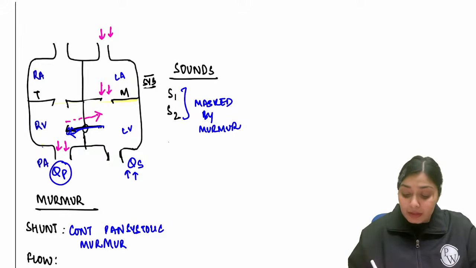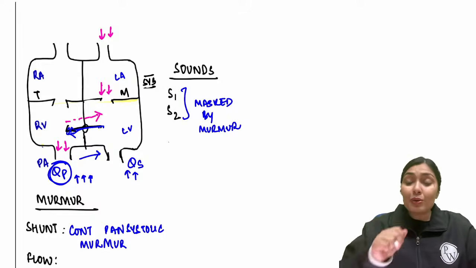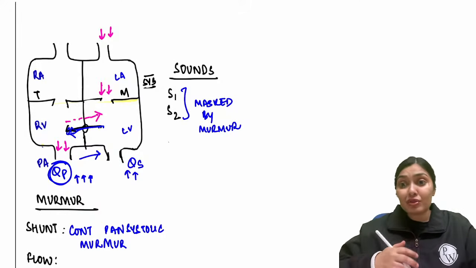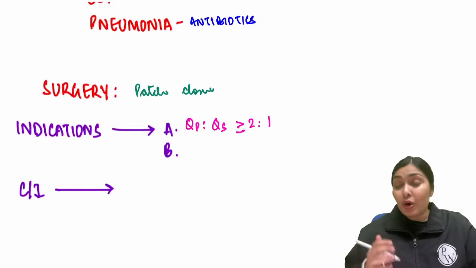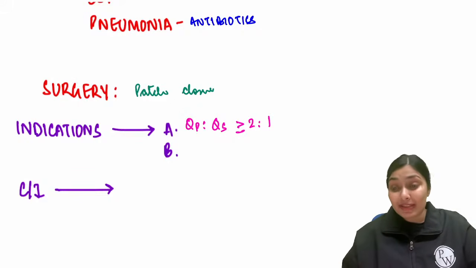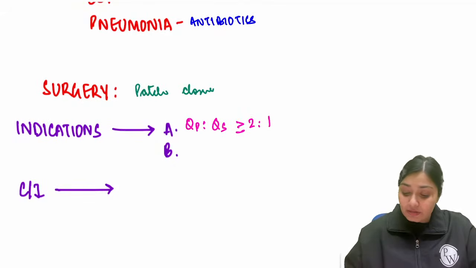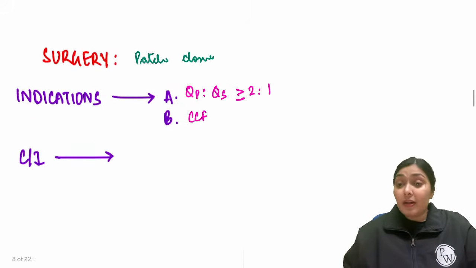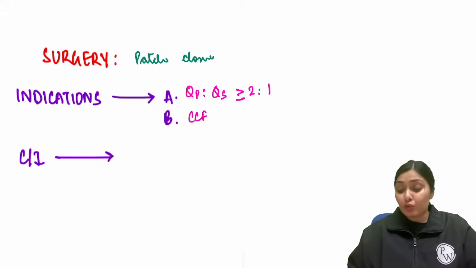But if the pulmonary pressures are increasing, what will happen? Reversal of shunt will happen, Eisenmenger syndrome will happen. So on echocardiography, if you see that the pulmonary pressures are increasing too much, almost double, 2:1 of the systemic one, it is a critical situation where Eisenmenger syndrome can set in and we need to go for patch closure. Second, if the child is in congestive cardiac failure, we go for patch closure.